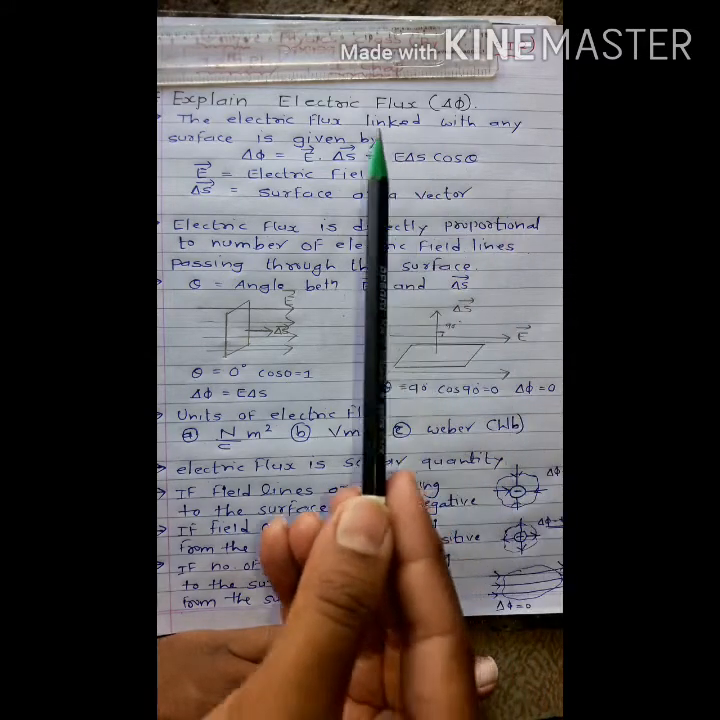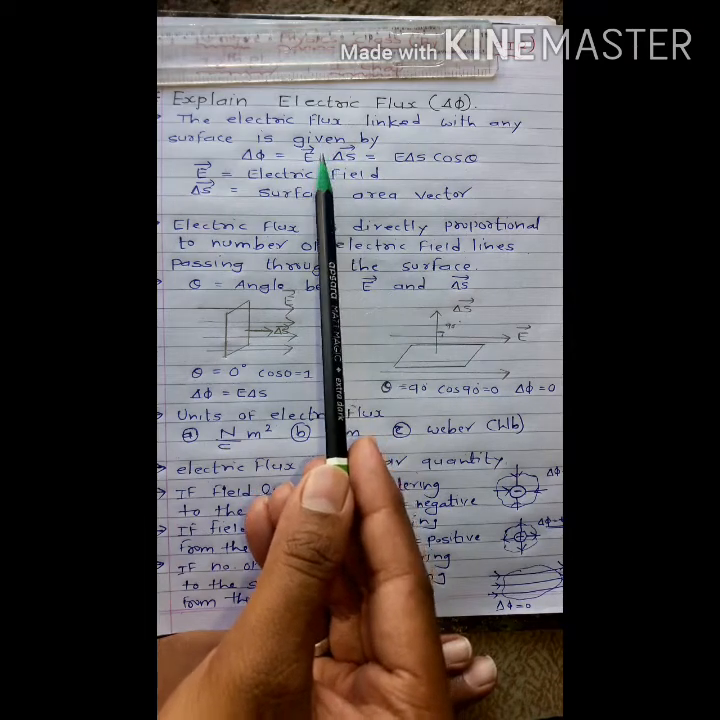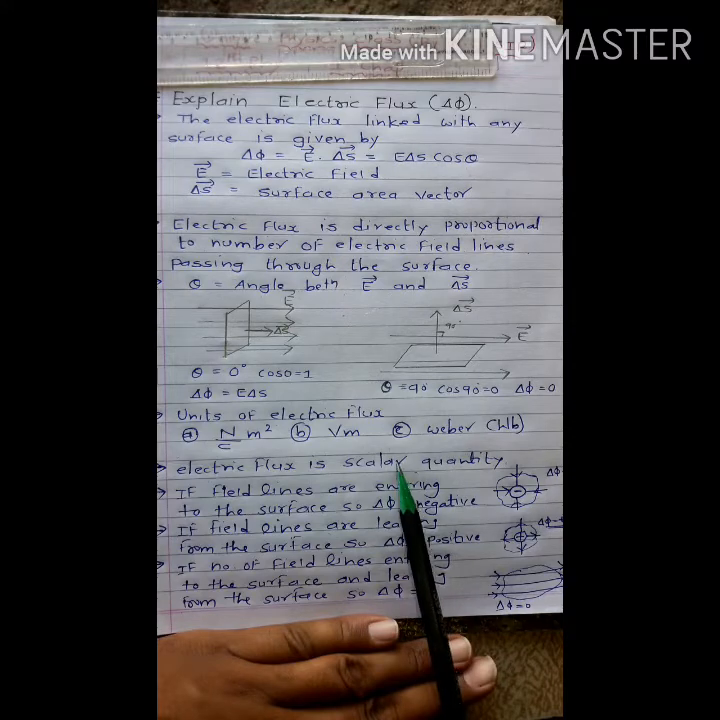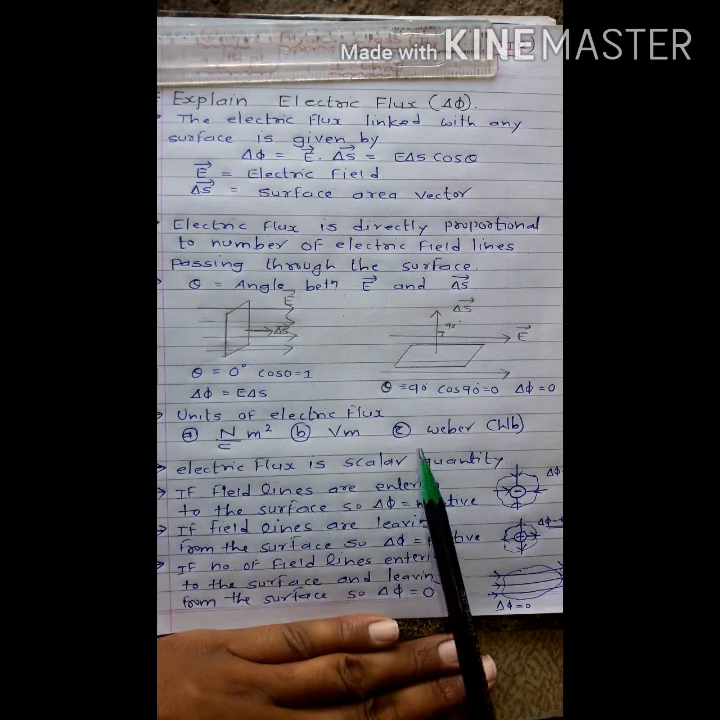Remember one more point, here we have a dot product, and the dot product suggests that electric flux is a scalar quantity, it has only magnitude. Now here we have three situations.